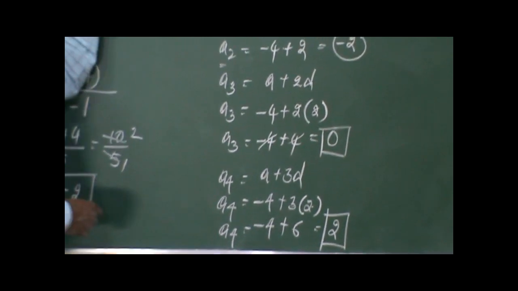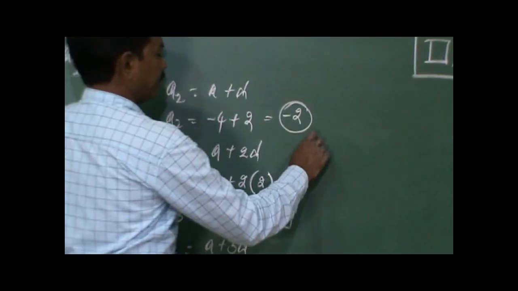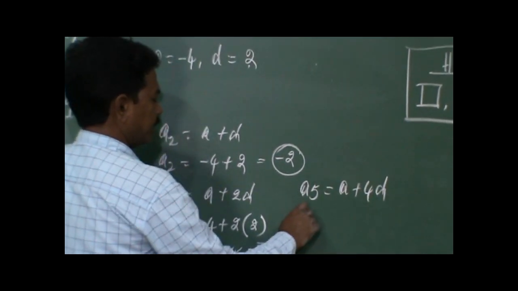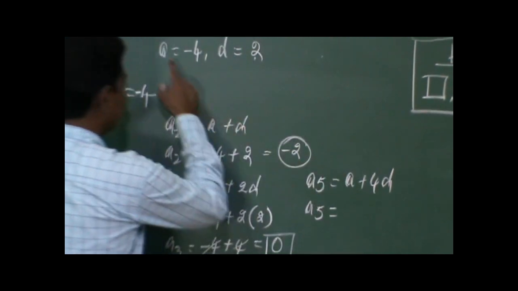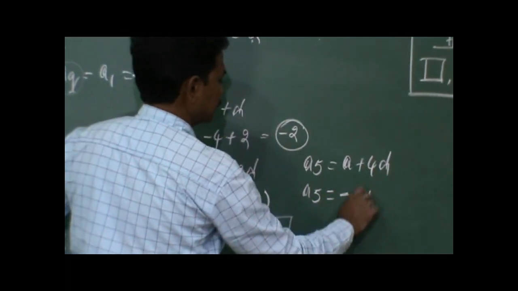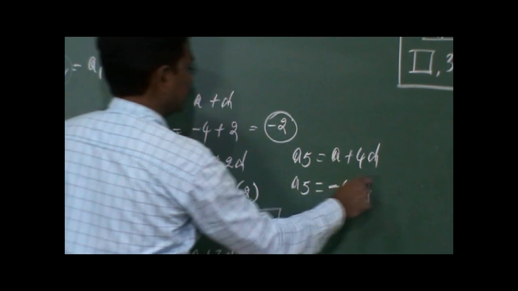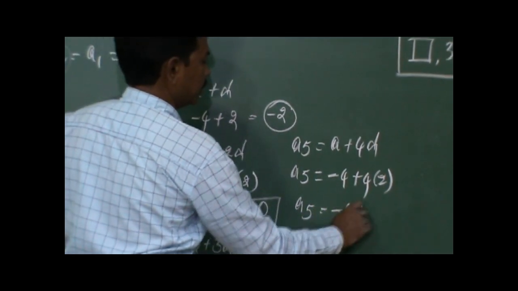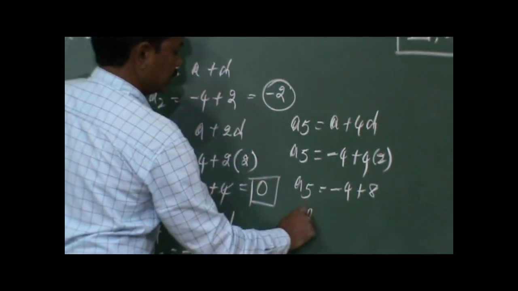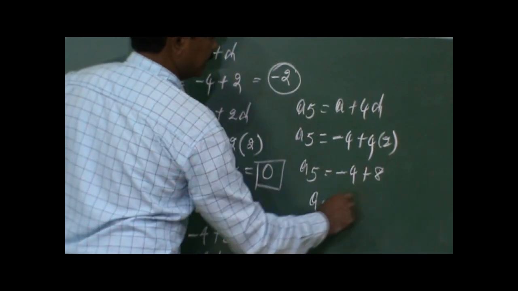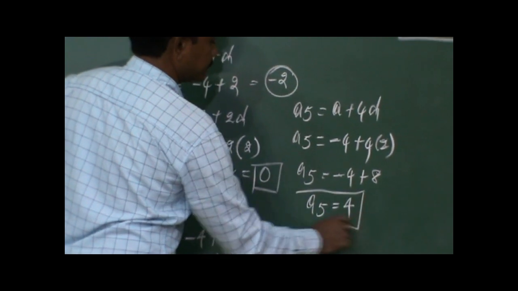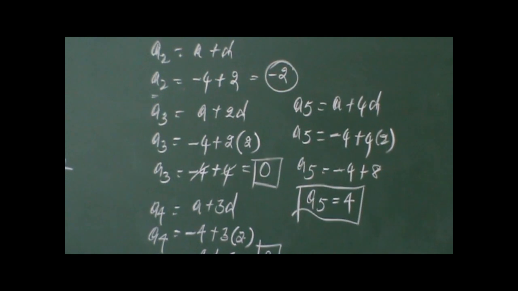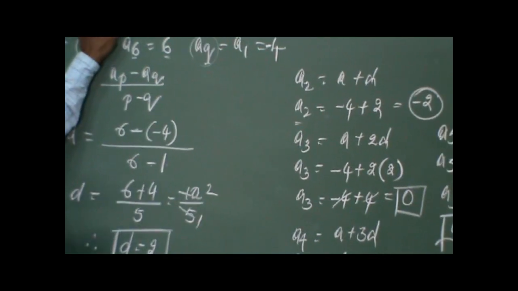Still we have to find out the fifth term. So A5 can be written as A plus 4D. So A5 is equal to value of A is minus 4 plus 4 into value of D is 2. So A5 is minus 4 plus 4 twos are 8. So A5 is minus 4 plus 8 is 4. So this is the value of A5.